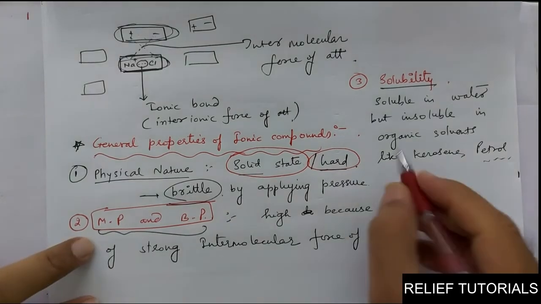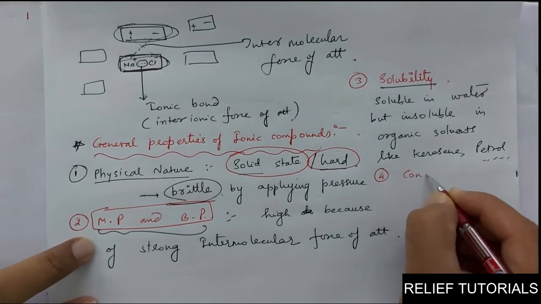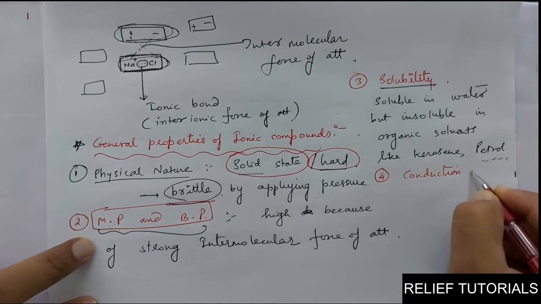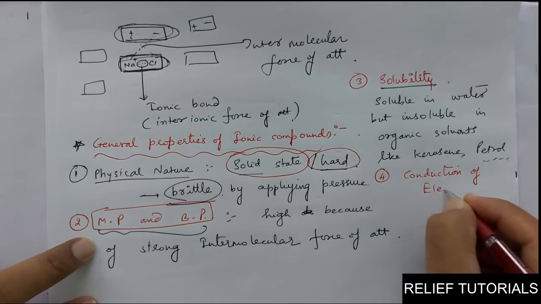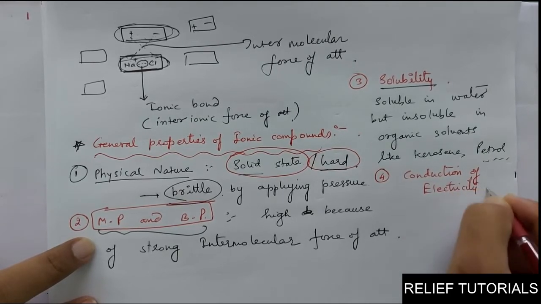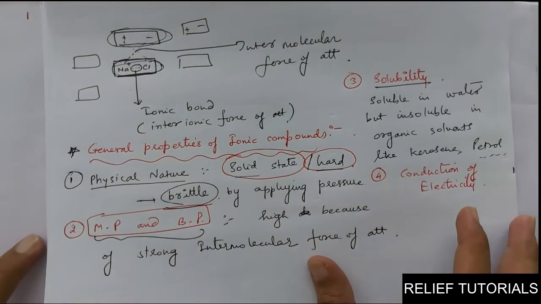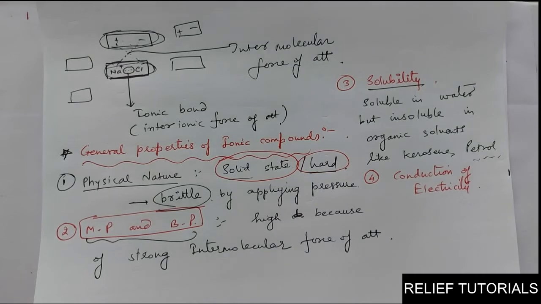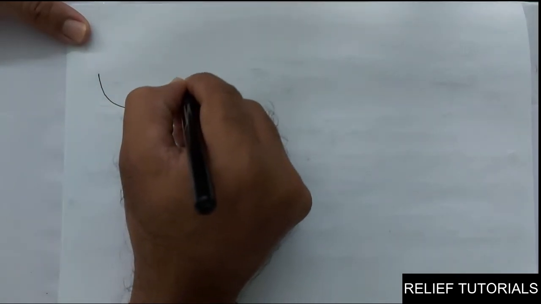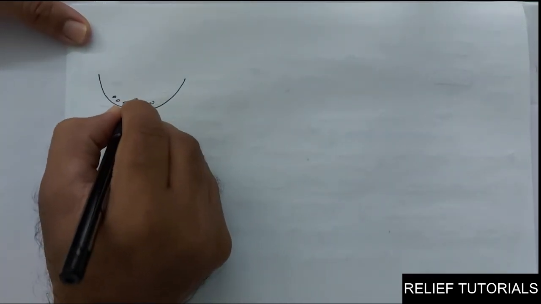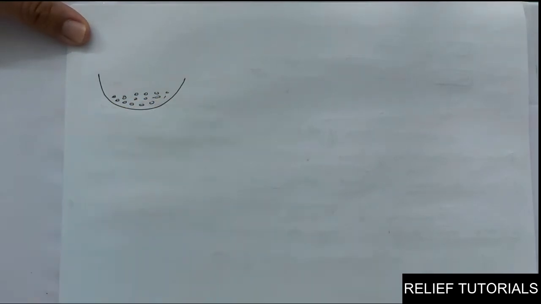Fourth and the most important characteristic is conduction of electricity. Whether they are good conductors of electricity or not. For good conductivity of electricity, free ions should be there. Consider this is a bowl, and in that bowl we have pieces of NaCl, the powder form of NaCl. So powder form of NaCl, sodium chloride, means what?